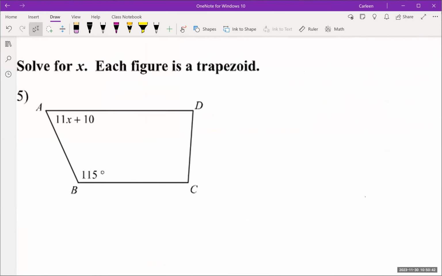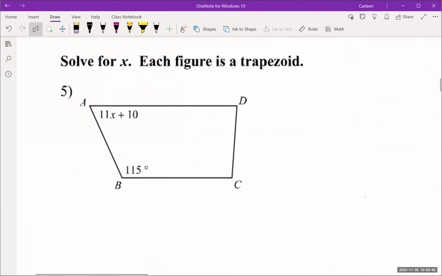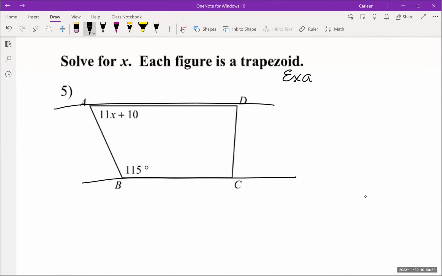Okay, this is a trapezoid. Now, I just learned that it's different in different states. In California, we say it has exactly 1 pair of parallel sides. There are some states that say it could be 1 pair, it could be 2 pairs, but we don't in California. So exactly 1 pair of parallel sides.